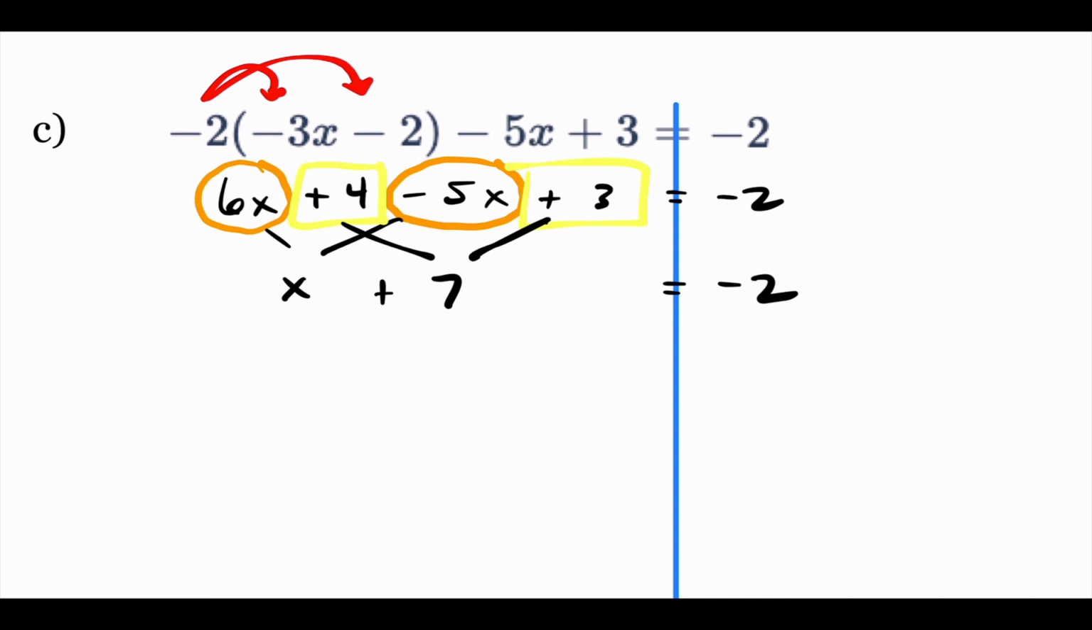What's the last step? So I've almost got x by itself, right? Yeah, that plus 7 is the only thing ruining it. So what's the opposite of plus 7? Minus 7. Good.